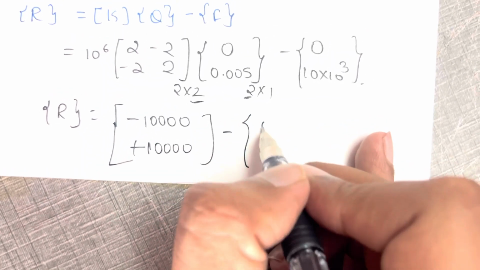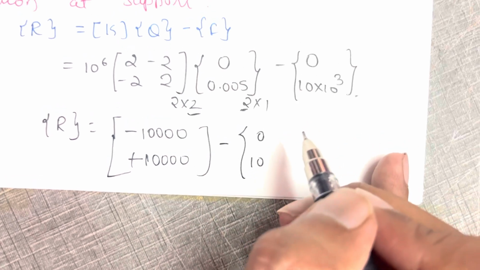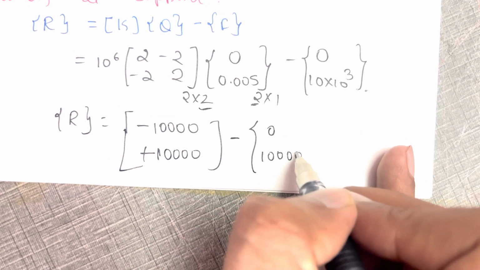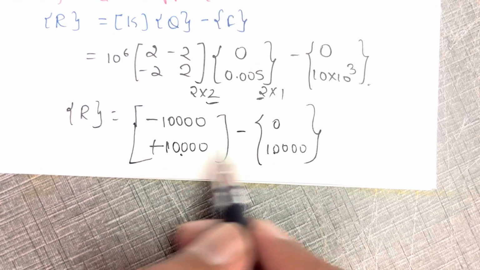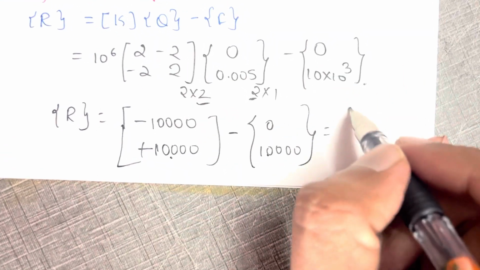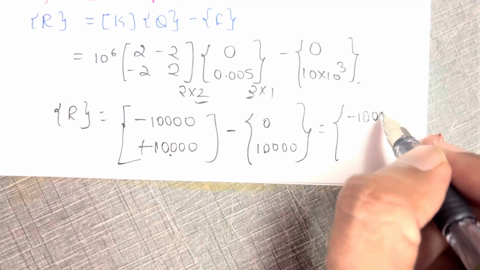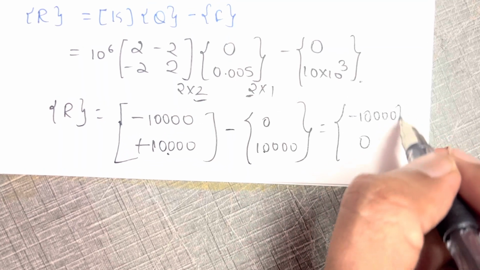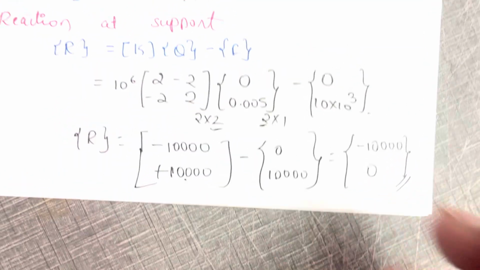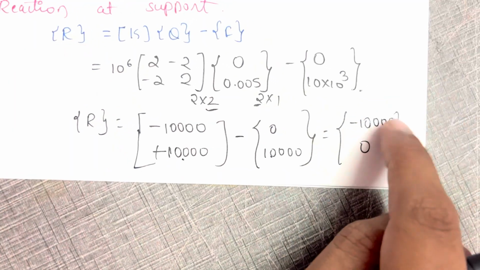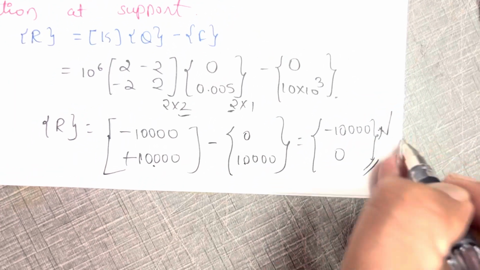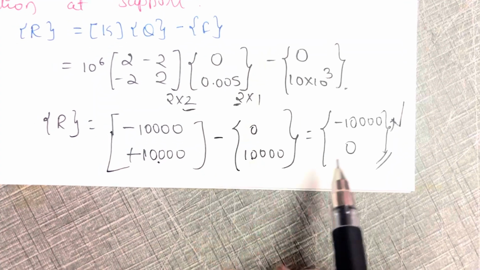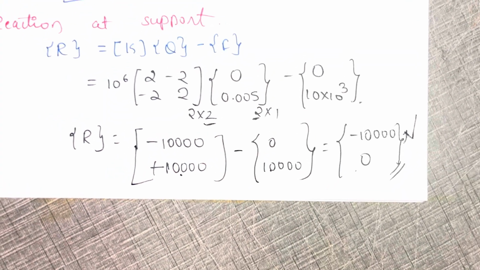Minus, here we have 0. 10 into 10 raised to 3 means that is 10,000. Here this and this will cancel because both are the same. Here we'll get minus 10,000, and here 0. Okay, the reaction force at support 1 is minus 10,000 Newton. The unit is Newton, and at node 2 the reaction force is 0.